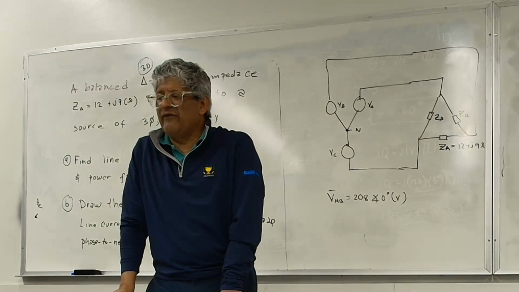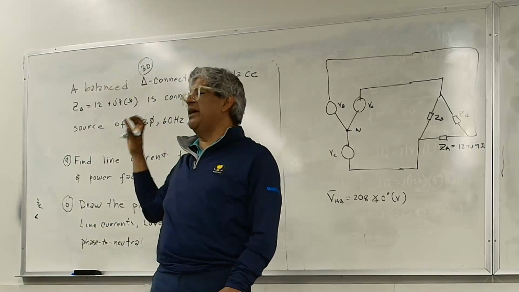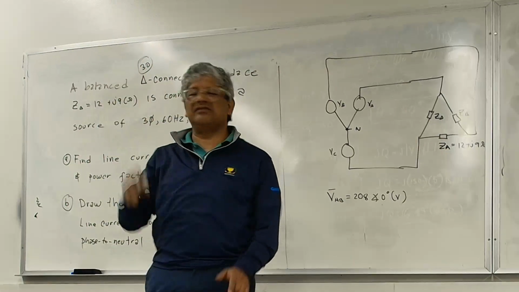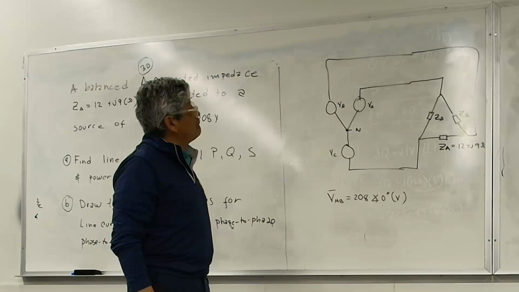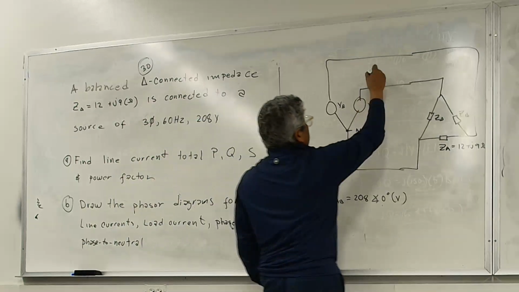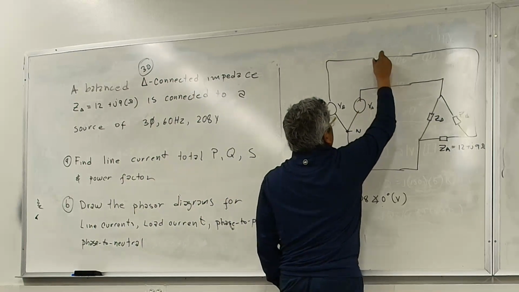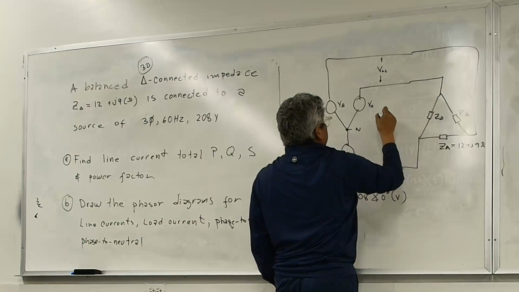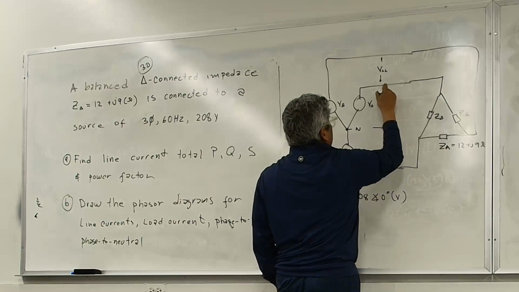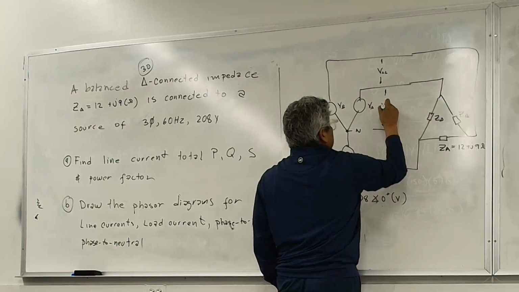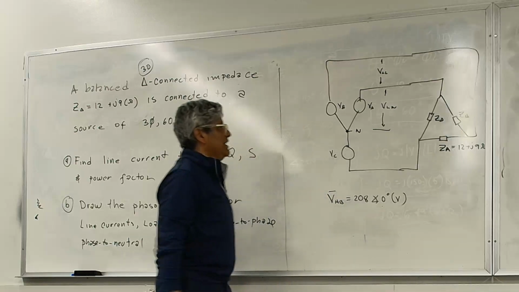This problem is not that friendly because my load and my source are not connected as Y. So if I want to take one phase and do the analysis on one phase, I cannot do it. And by the way, let me label this. This is voltage line to line. This voltage is line to neutral, if you want to label them.